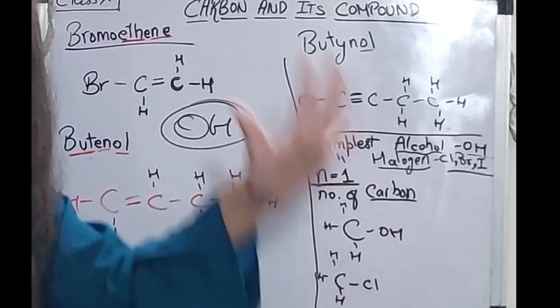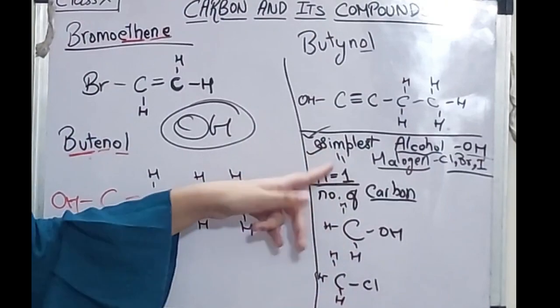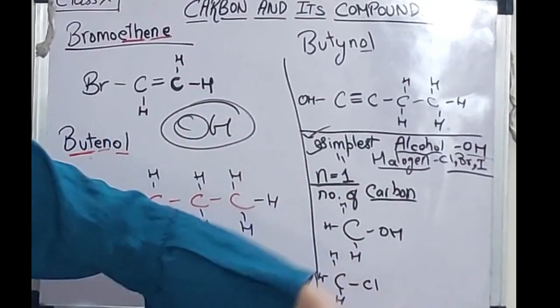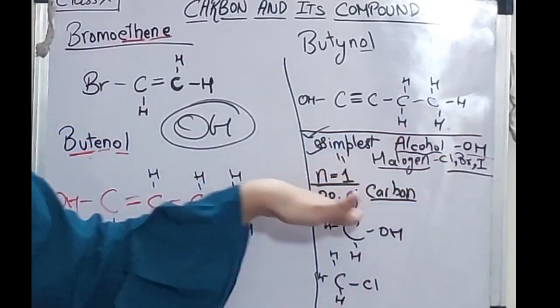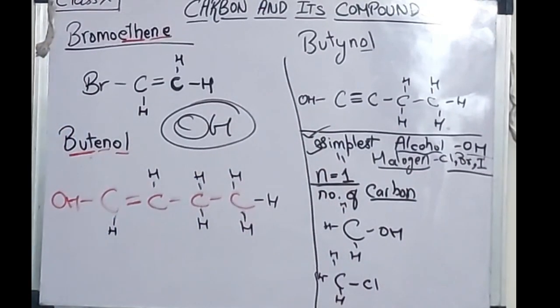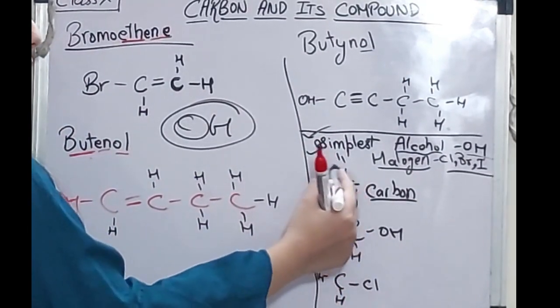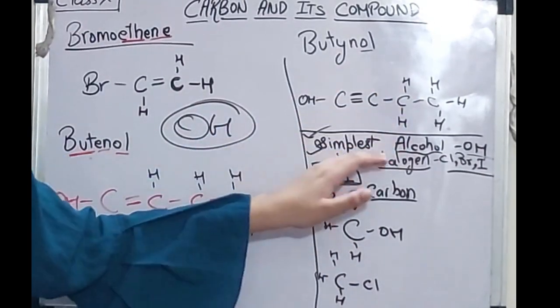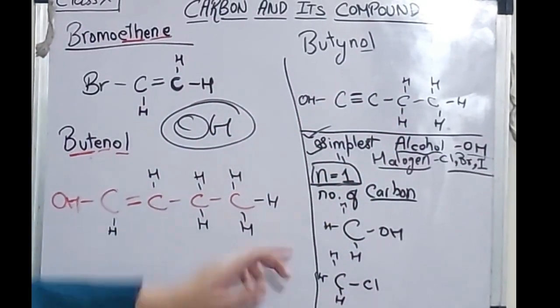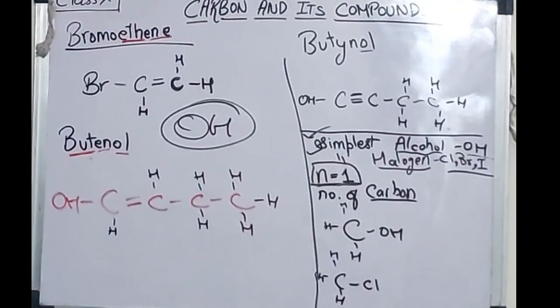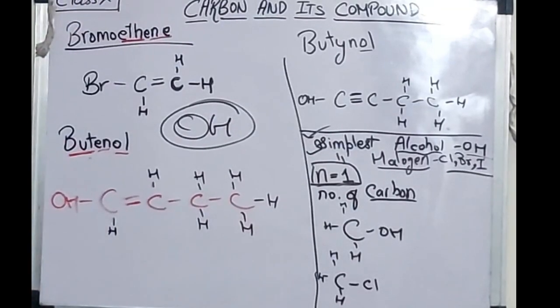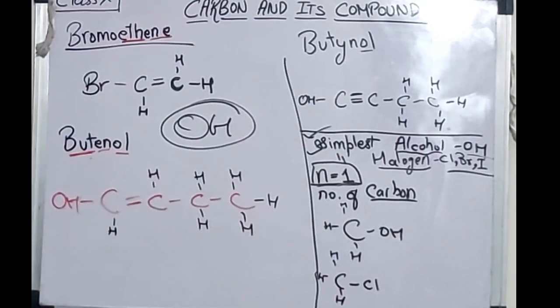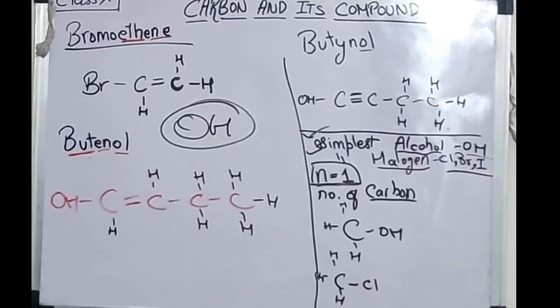Simplest means at least, basic. So you need one carbon at least to attach a functional group, right? And hence you will use this formula. Just remember the formula. To find the simplest alcohol and halogen you will use n equals 1, and that's all you will do. So I hope we are clear with this.